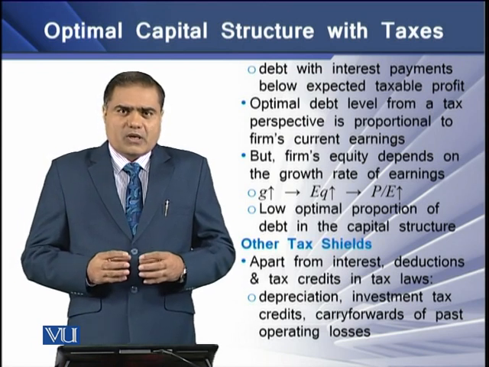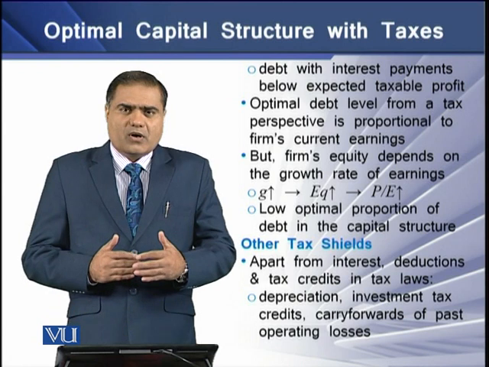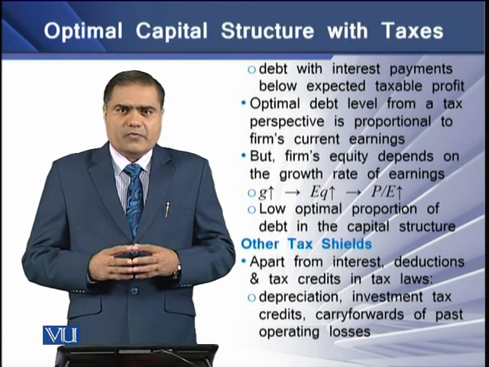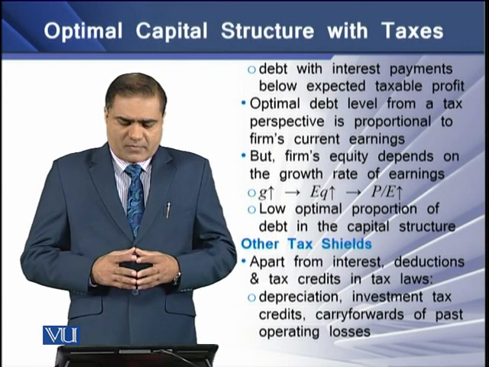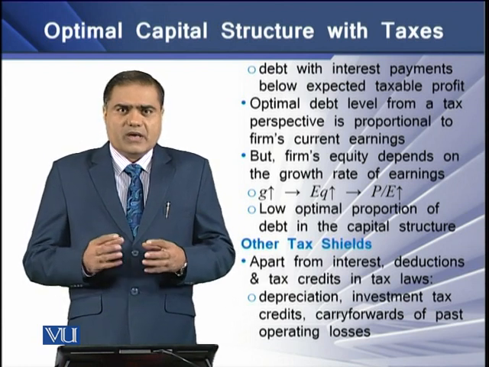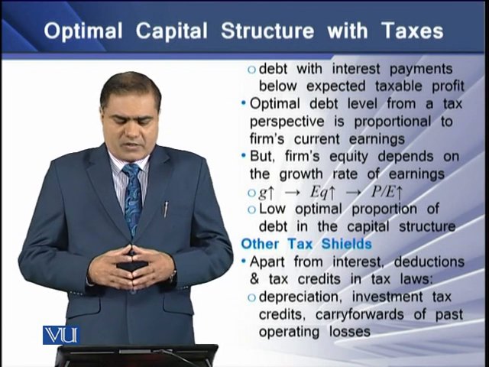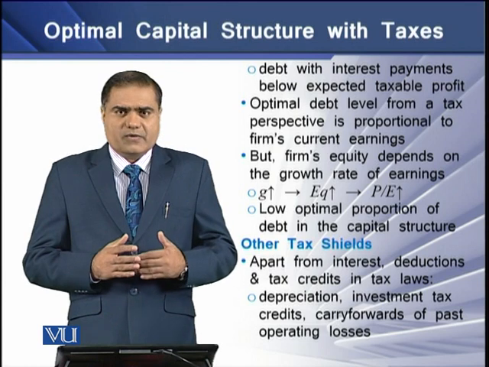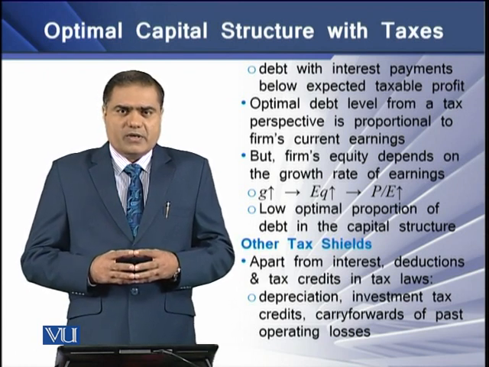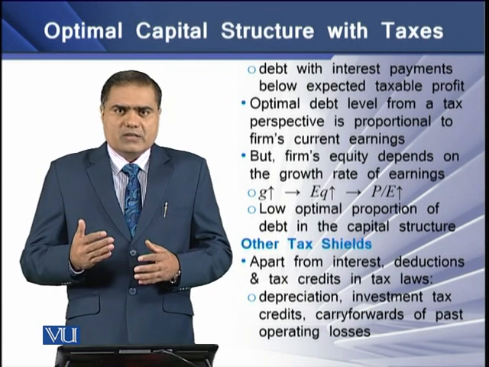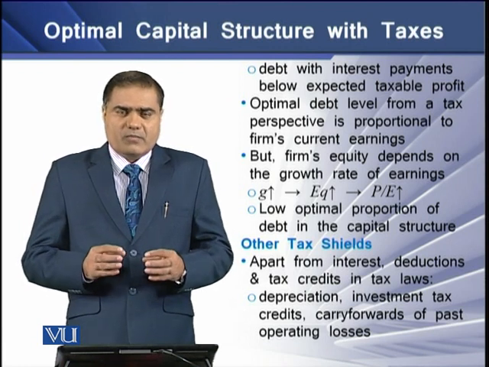This firm should try to maintain its interest payment well below its EBIT, or in other words, the interest payment of such firms should not go beyond its EBIT. Optimal debt level from a tax perspective is basically proportional to the firm's current earnings. But a firm's equity value depends upon the growth rate of its earnings. This means that if the growth rate of the earnings of the firm is higher, then the value of equity of such a firm will also be higher, and as a result, the earnings multiples of such firms will go higher also. This means that a low optimal proportion of debt in capital structure will be observed by such firms in the market.